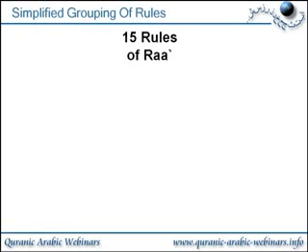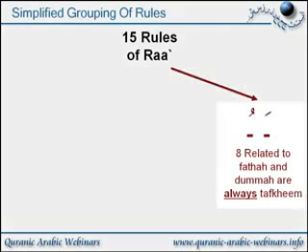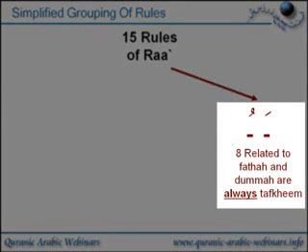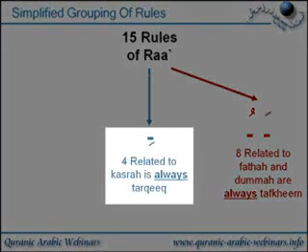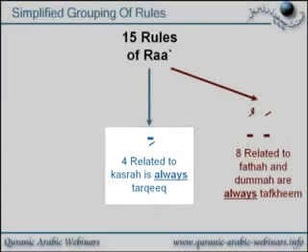So we've got 15 rules for the letter Ra, and they're quite complicated, but what I've done is broken them down into 3 simple groupings, which should hopefully simplify it for you. The first one is 8 rules related to when the Ra is linked to the sound of Fatha or Dhamma, in which case the Ra will always be tafkhim, and this will become apparent in the next slide. We have 4 rules related to when the Ra is linked to a sound of Kasra, in which case the Ra will always be tarqiq.